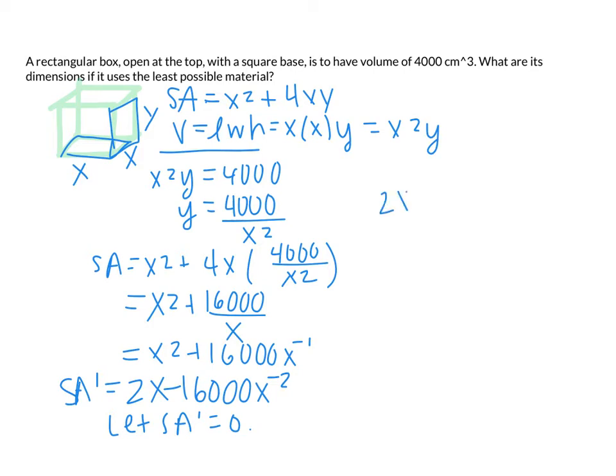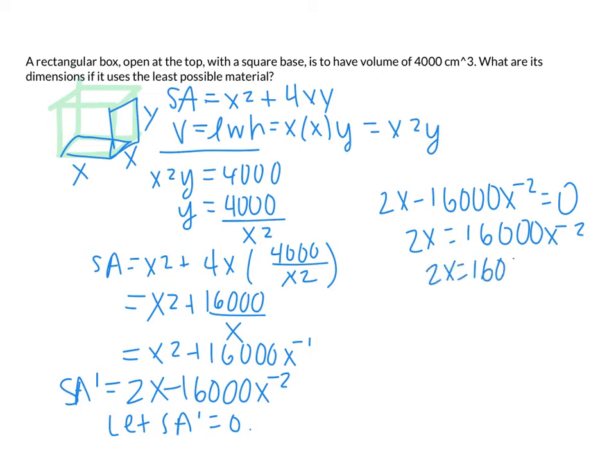So 2x minus 16,000 x to the negative 2 equals 0. So 2x equals 16,000, not 1,600, sorry, times x to the negative 2. 2x equals 16,000 over x squared. So x cubed equals 8,000 and x equals 20.